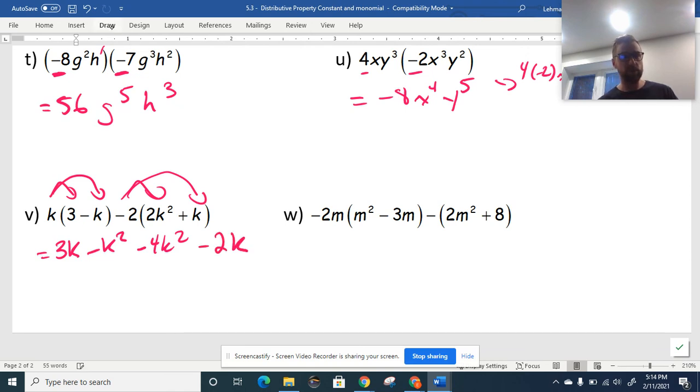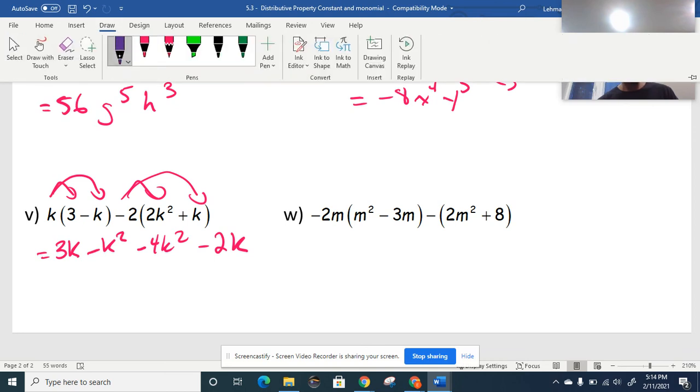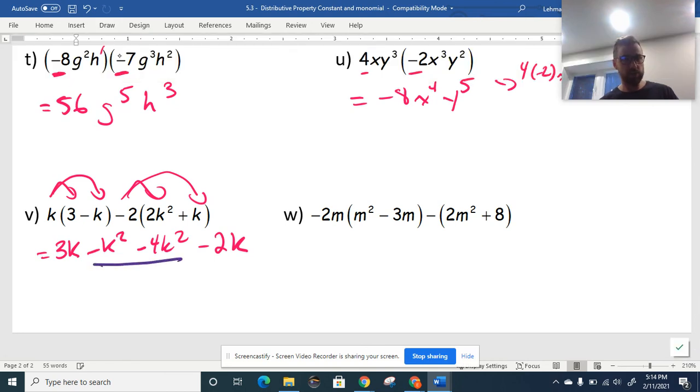Now we have a quick look here, and we are in a situation where we can combine some like terms. Those are like terms, as are these. Remember that k's are different than k squared, so when we put our k squareds together, we get negative 5k squared. So negative 1 and negative 4 makes negative 5. 3k minus 2k is k. Positive k. 3 minus 2, positive k, or 1k. You cannot combine these together because, again, k is not common with k squared.